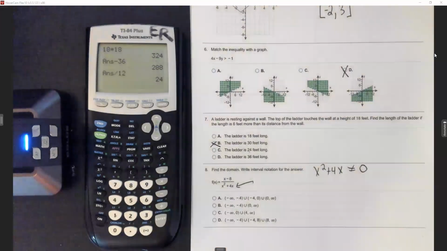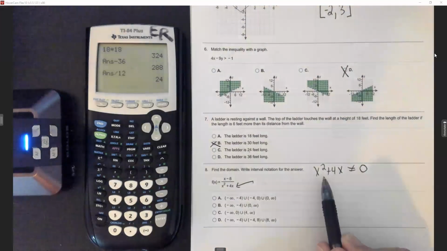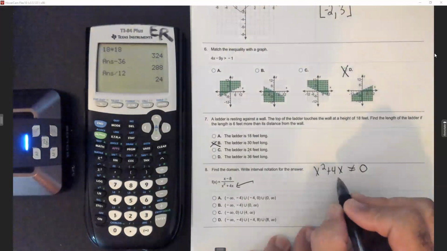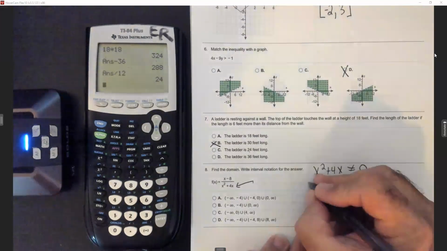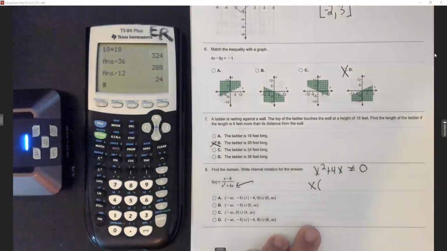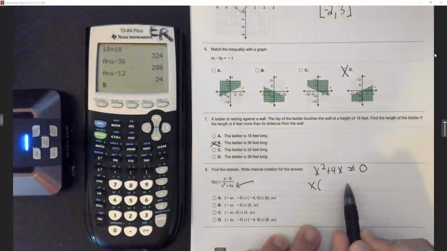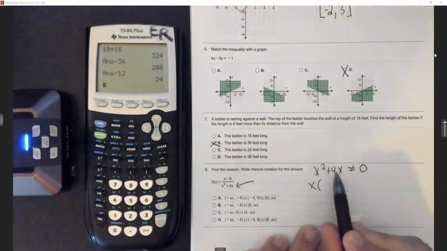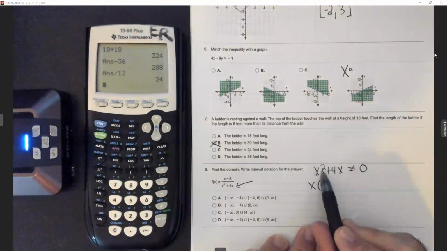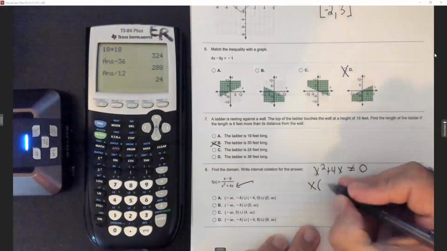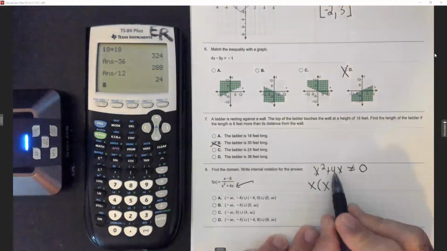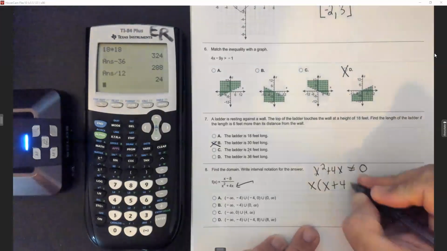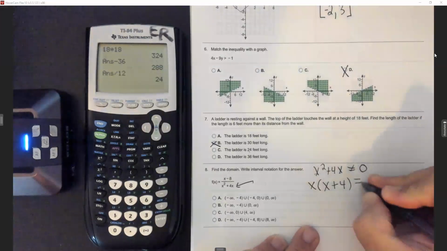Since you've got x's in every term, the easiest way to solve this problem is to factor. Since they both have an x, you would factor the x out like a greatest common factor. Inside parentheses, you would put both these terms minus an x. Since this one had 2 x's, you took one out, that's going to leave you 1x, plus you had 4x here and took an x out, that's going to leave you a 4. All this is still not equal to 0.